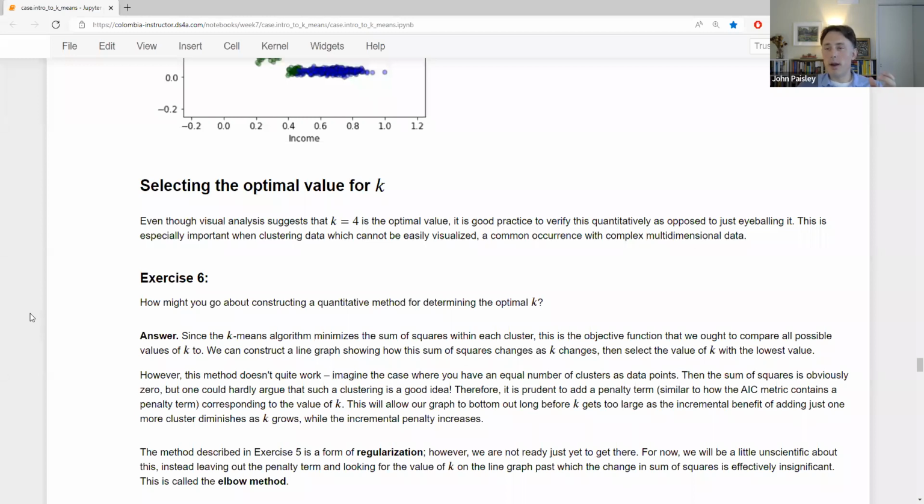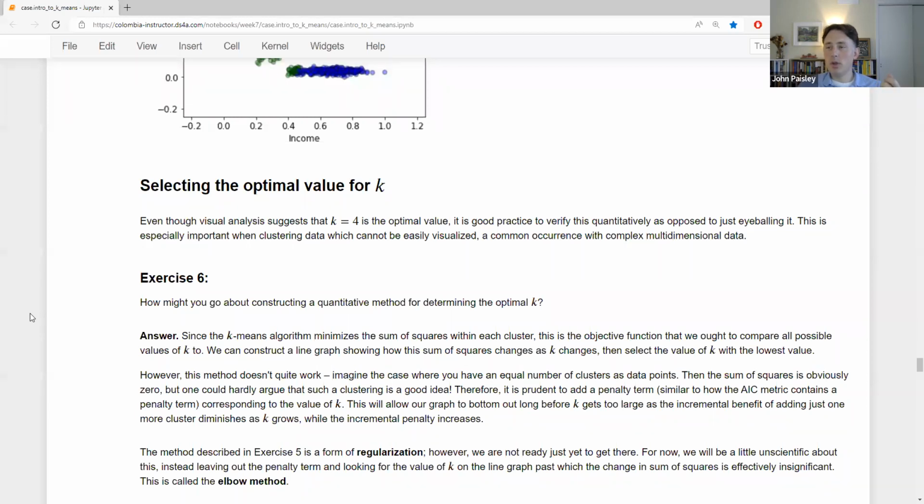You get that number for every data point and you sum it up. That's what we're trying to minimize with k-means. But if you think about it, as you increase k and look at that objective function, that math function you're trying to optimize, you can always make that number smaller. So you can always make those distances smaller.